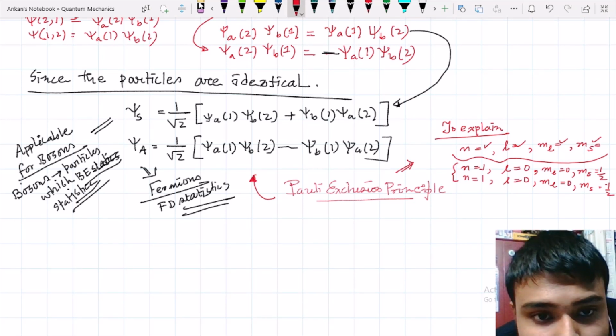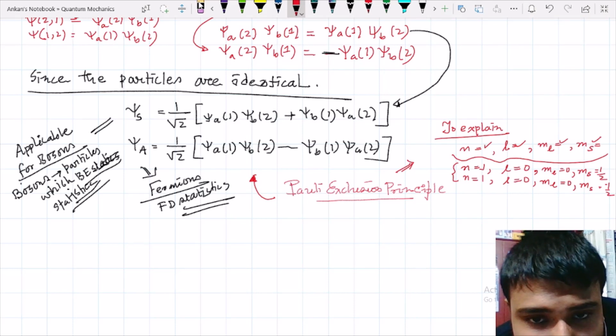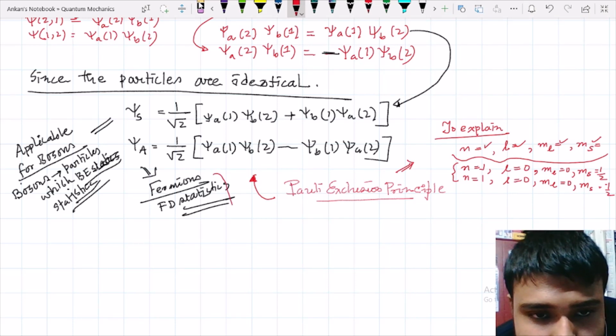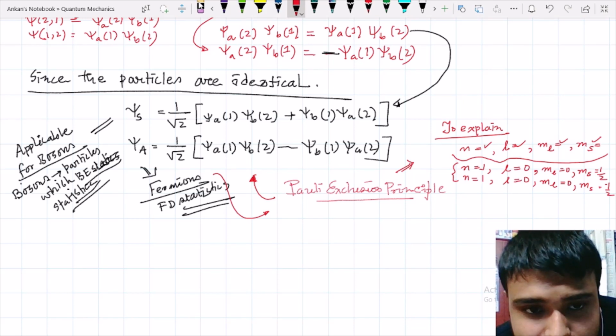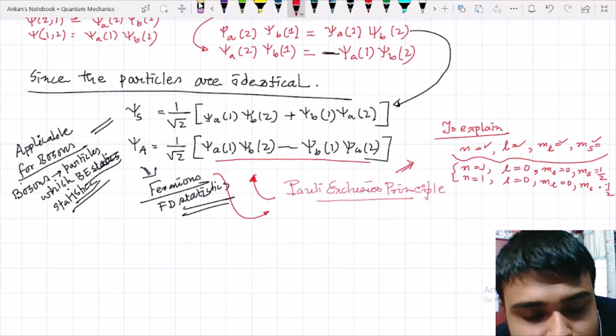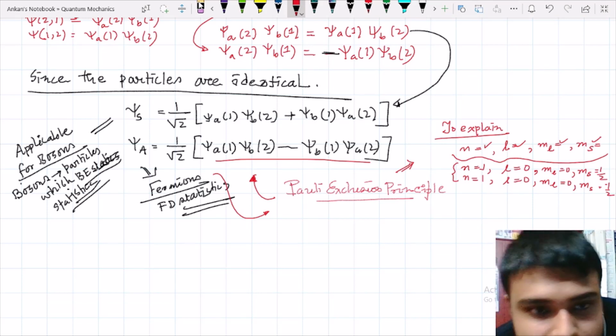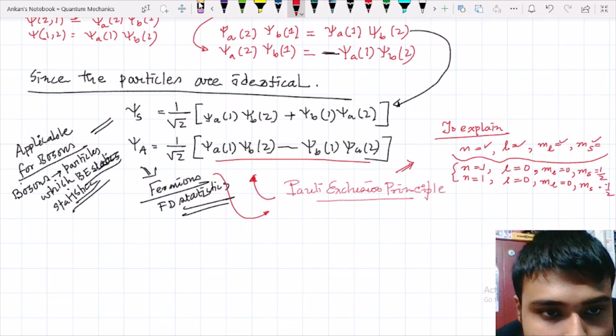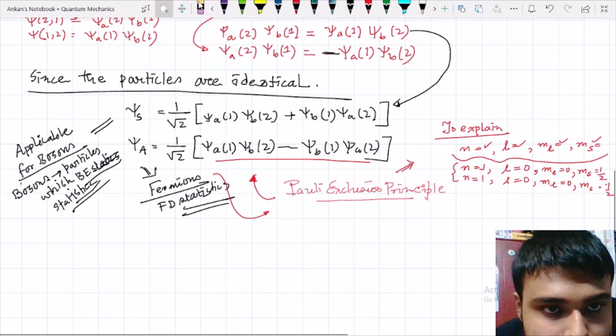Why is this known as fermions? Now the Pauli exclusion principle is followed by fermions, that is, particles which follow FD statistics. Now, let us check it. Let the two particles have the same state of quantum numbers, then we can copy this.